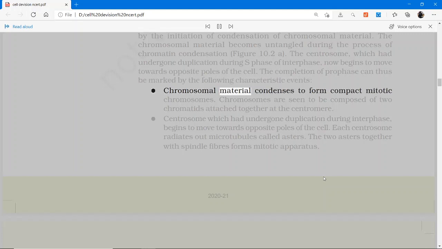Chromosomal material condenses to form compact mitotic chromosomes. Chromosomes are seen to be composed of 2 chromatids attached together at the centromere. Centrosome, which had undergone duplication during interphase, begins to move towards opposite poles of the cell. Each centrosome radiates out microtubules called asters. The 2 asters together with spindle fibers form the mitotic apparatus.